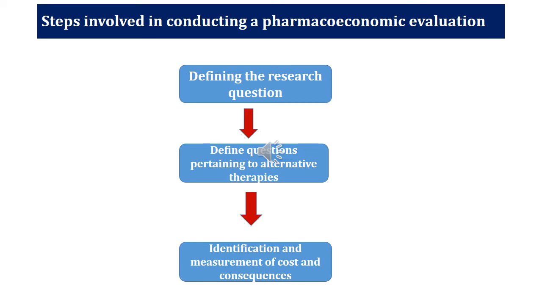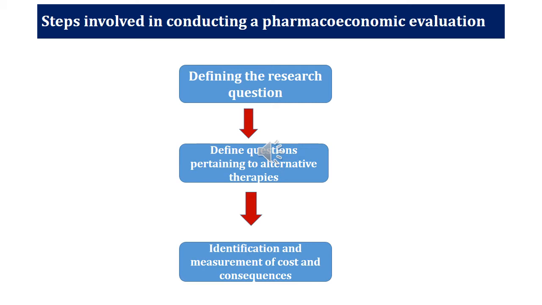So first, the research question is defined. What we basically do is understand why exactly we need to conduct the study. So we define the need to do the evaluation. The next step is to identify the alternative therapies that we will consider in this evaluation. So once we identify the therapeutic area in which we are going to conduct the research in step 1, we are going to identify the alternative therapies in step 2.